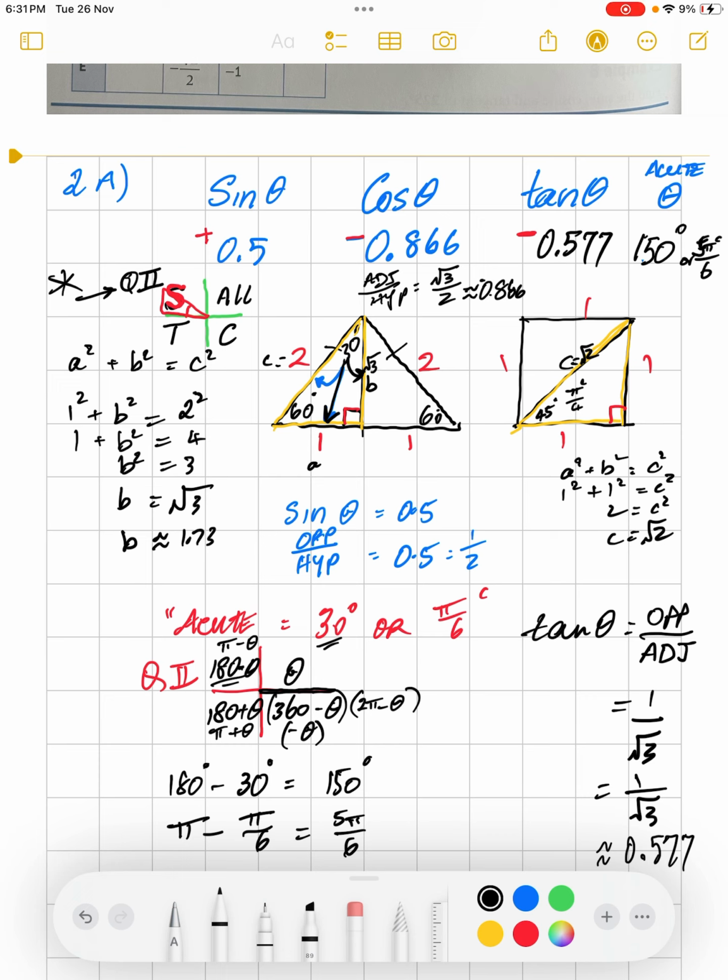I hope you understood that process. There's a lot of thinking involved. I recommend you follow a particular process: knowing the quadrants, knowing the rules for each quadrant, and also knowing these two triangles so that you can work out whether it is a 30, a 60, or a 45 degree angle.